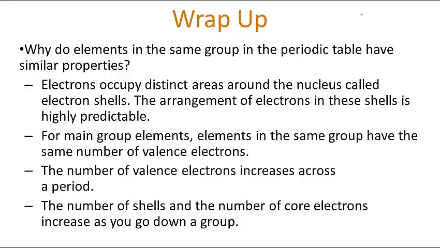For the main group elements, this is 1 in columns 1 and 2, and then the 6 on the right. Elements in the same group have the same number of valence electrons. The number of valence electrons increases across a period, and the number of shells and the number of core electrons increase as you go down a group in the periodic table.